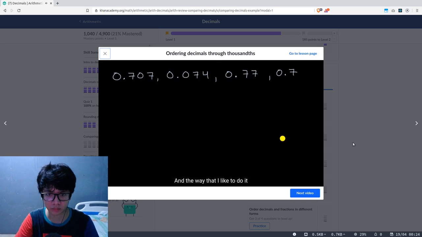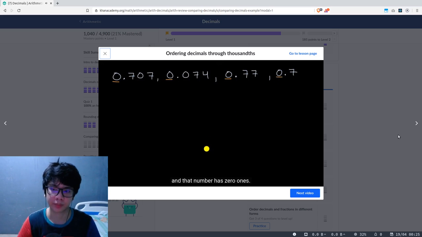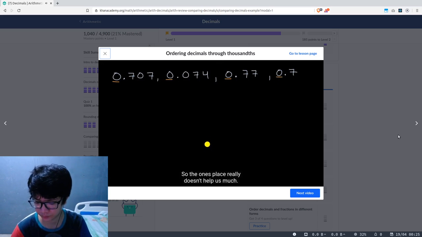And the way that I like to do it is I start at the, I guess you could say, the most significant place value or the largest place value, compare the numbers, and then keep moving to the right to smaller and smaller place values. So we can start in the ones place. This number has 0 ones, this number has 0 ones, this number has 0 ones, and that number has 0 ones. So the ones place really doesn't help us much.